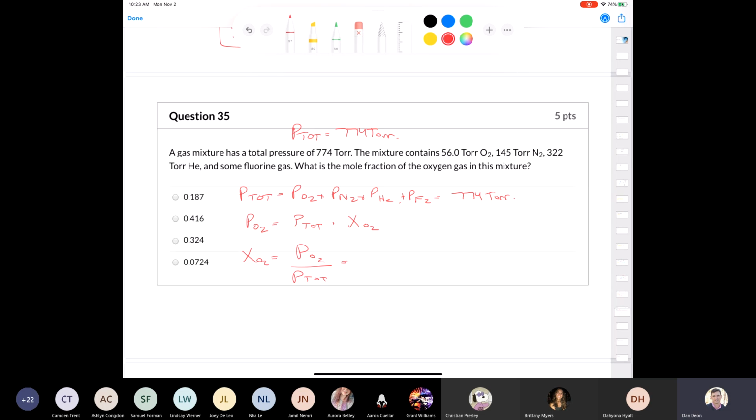So what's the partial pressure of our oxygen? It's 56.0 torr divided by 774 torr. And you can see that the torr units cancel, and I'm left over with 56 divided by 774, and that gives us 0.0724. So yeah, there we go. There's the final answer. Okay, let's move on to question 36.